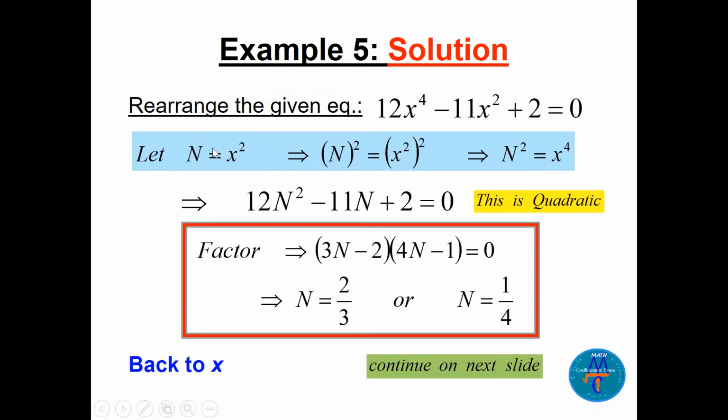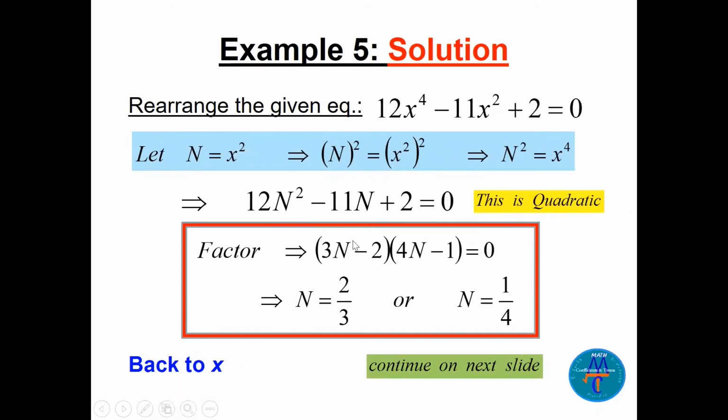And then, look at this blue here. Let n be the smaller power, x squared. Now I put this in detail here for you. Square this one, you get n squared. Square this one, you get x power 4. See, I have now changed this equation from x power 4 to a quadratic. This is quadratic in n.